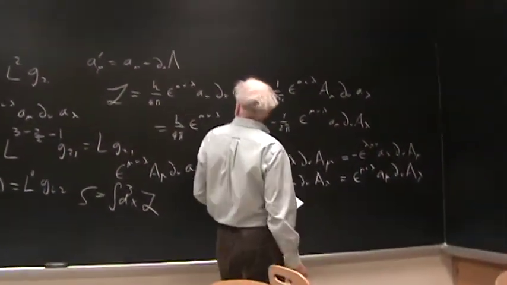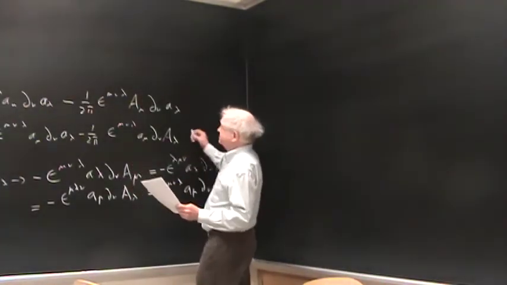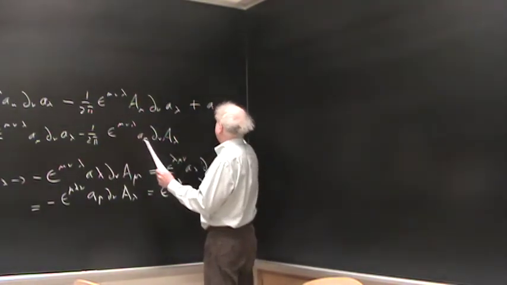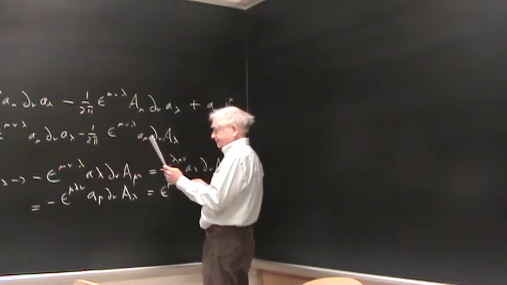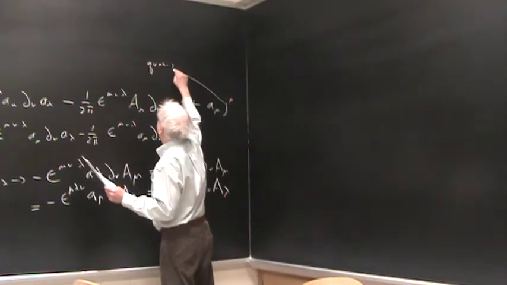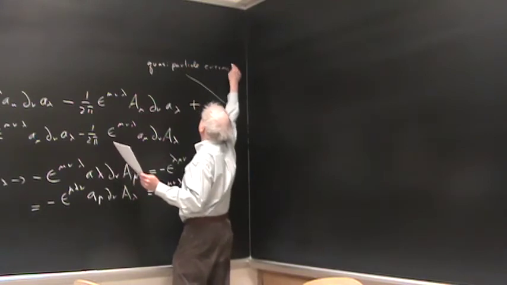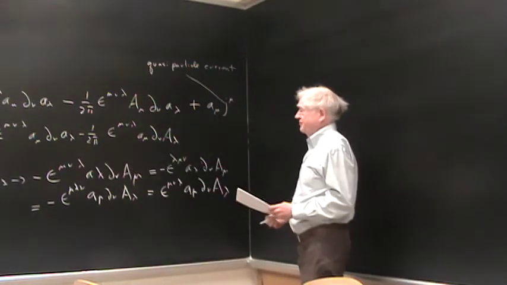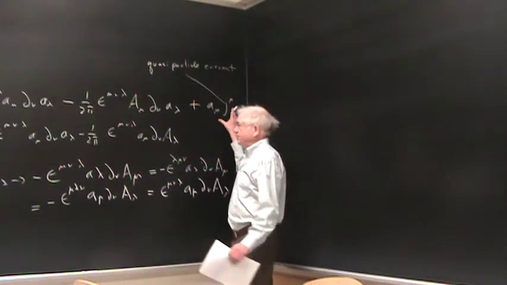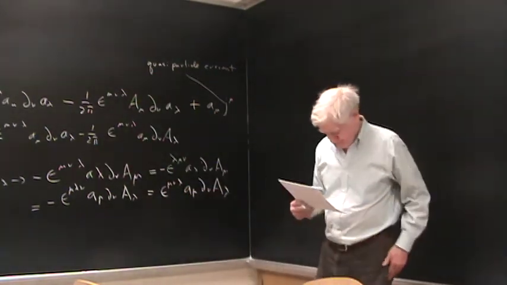Okay, so this is our action, but to save time and space, I'm going to add in A mu J mu. This J mu is the quasi-particle current, which we're going to assume is conserved. And in fact, this Lagrangian, I think, tells us that J mu is conserved. Certainly without this piece, it tells you that J mu is conserved, because we showed that last time.